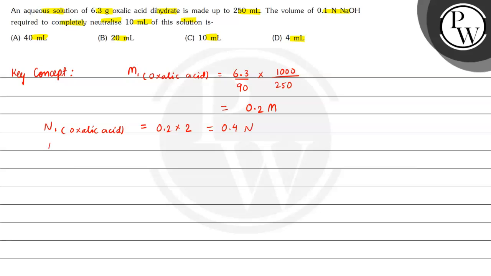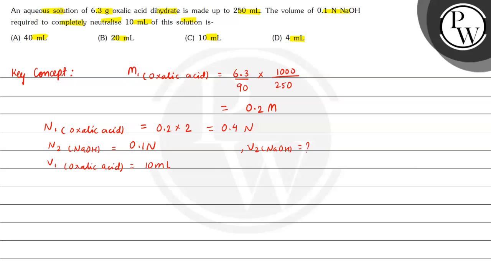And the normality for NaOH is given in the question, that is 0.1 N. In this question, we are asked for the volume of NaOH required to completely neutralize 10 ml of this solution. That means the volume of oxalic acid is given as 10 ml, and we have to find the volume of NaOH required.